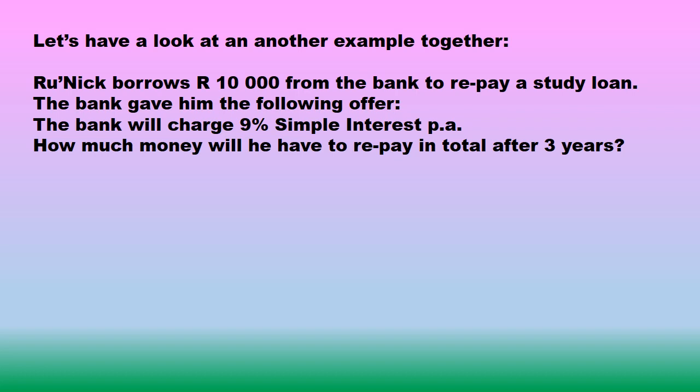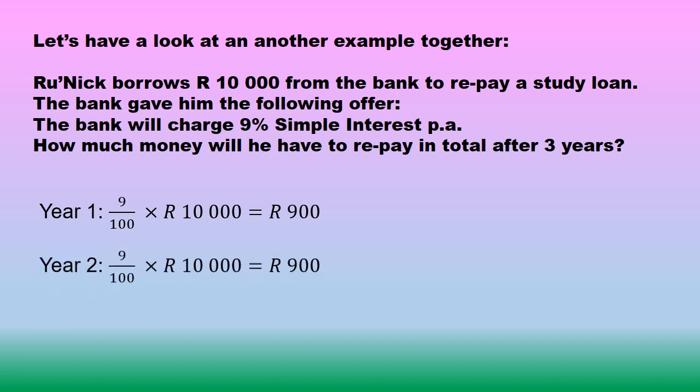They will charge him 9% simple interest per annum. And he wants to know how much he must pay back in total after the 3 years. So again, you're going to start with year one. They're going to charge him 9% of that 10,000 Rand, which is an additional charge, so now he owes 900 Rand. Same with year two, a build-up again of another 900 Rand owed because he borrowed the money. Year three, another 9% owed to them, 900 Rand.